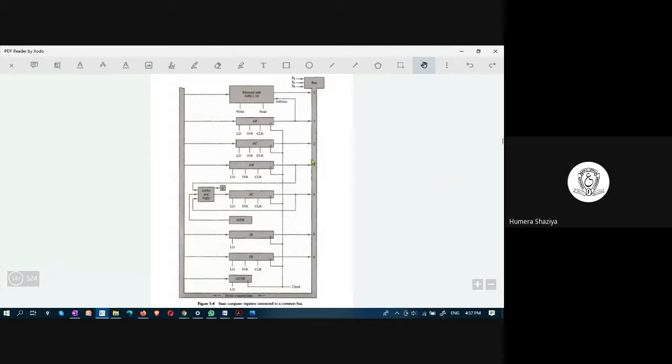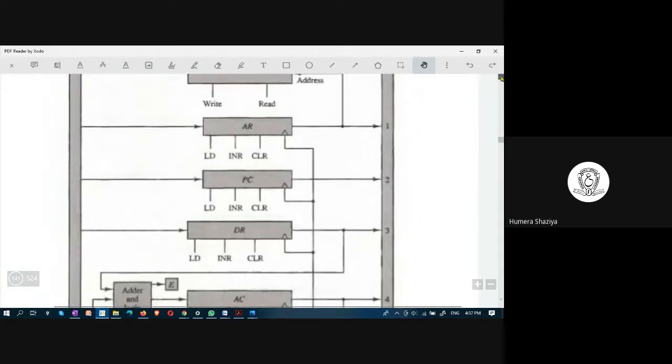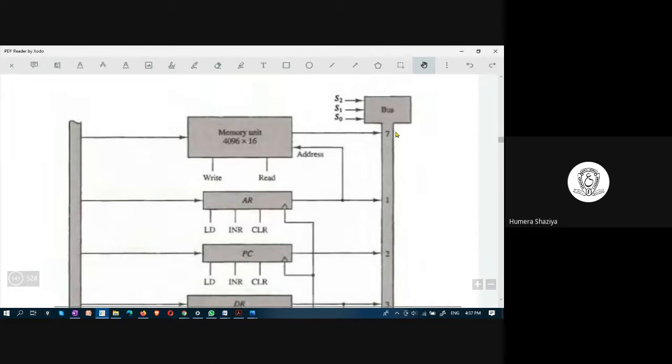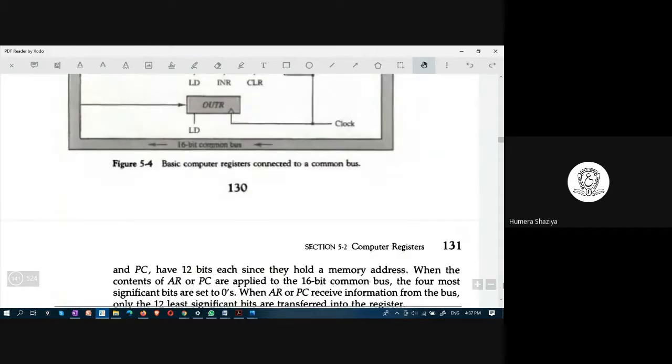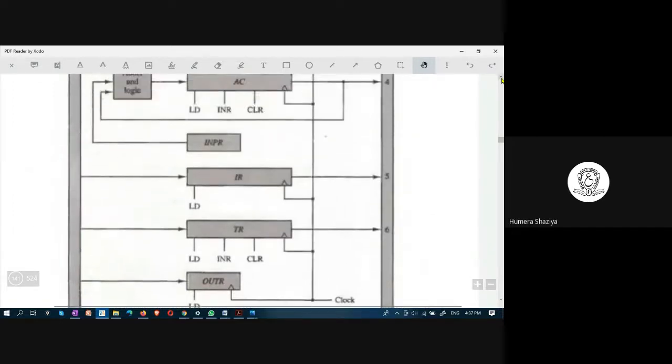If I zoom this, the entire diagram can't fit on the screen, but we will study it in parts. So this is our bus, because we have 8 registers. Out of these 8 registers, one register does not have a connection to the common bus.